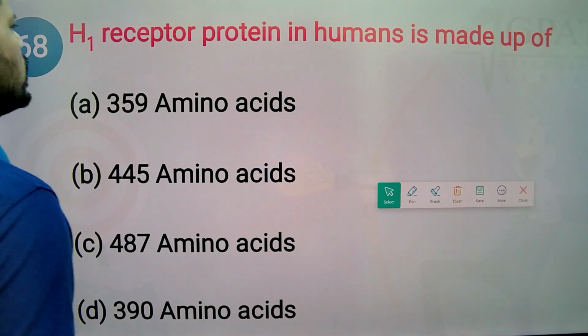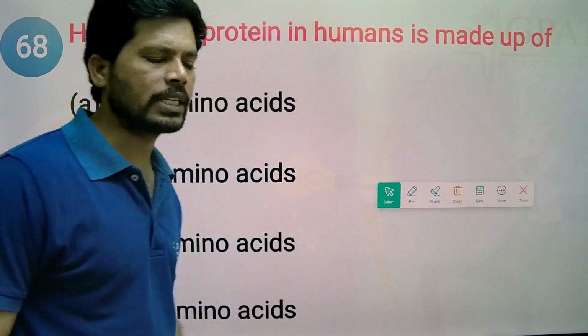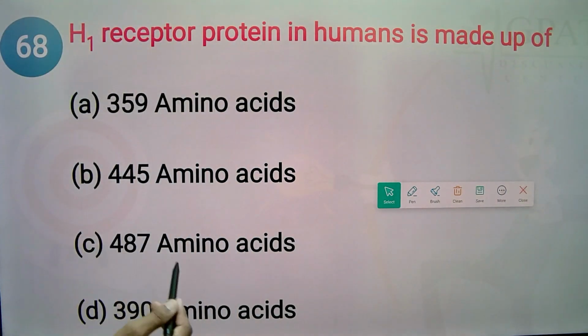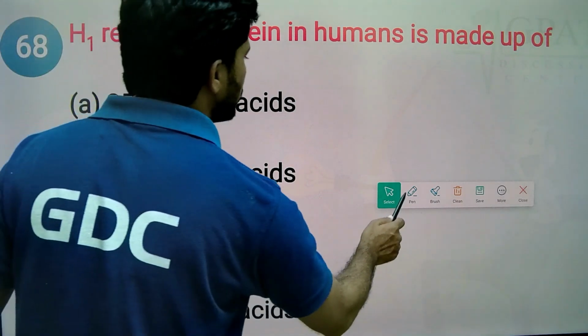Next, the H1 receptor protein in humans is made up of what? These questions are rare, but we cannot predict what will come. Only this type of question is coming. So, the H1 receptor protein in humans is made up of.